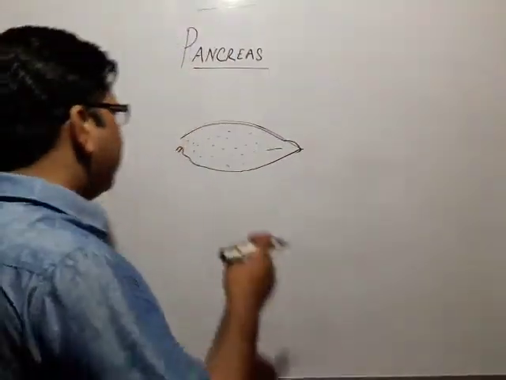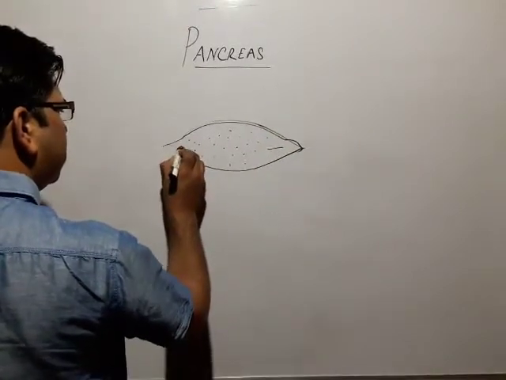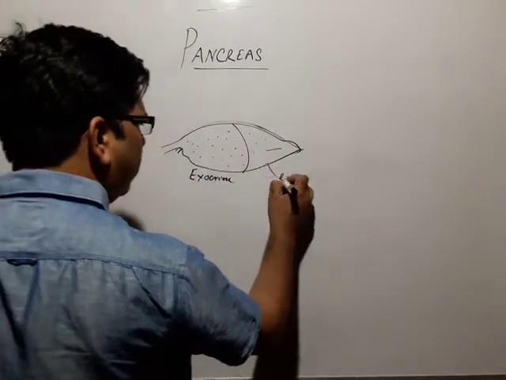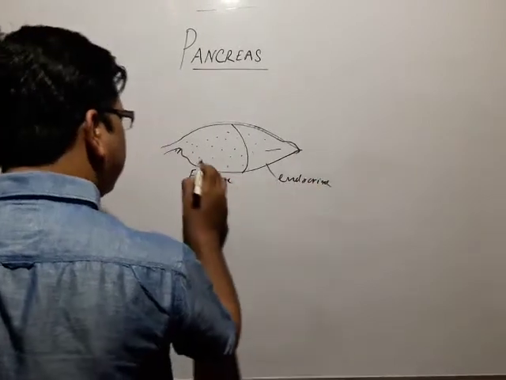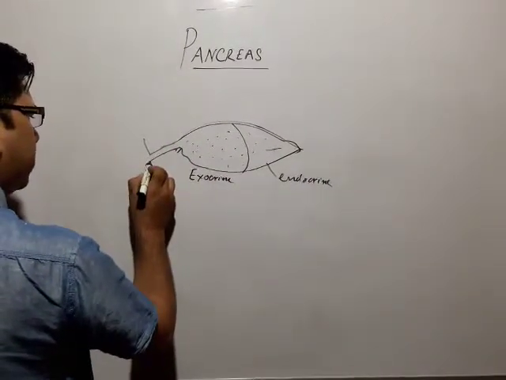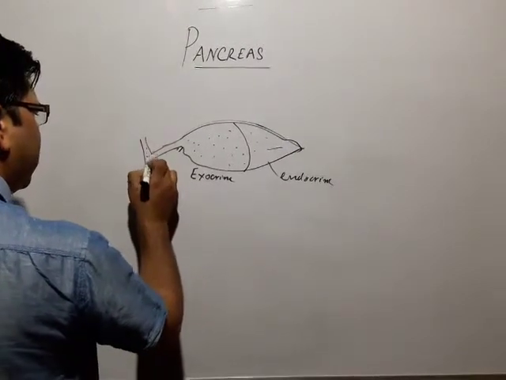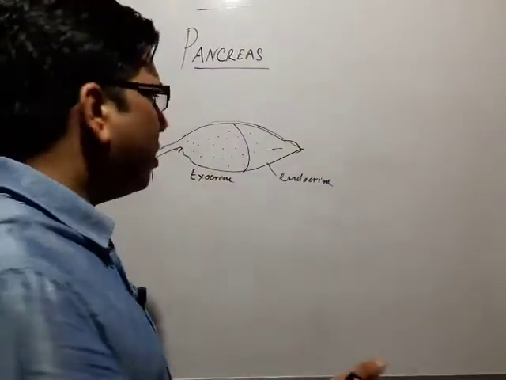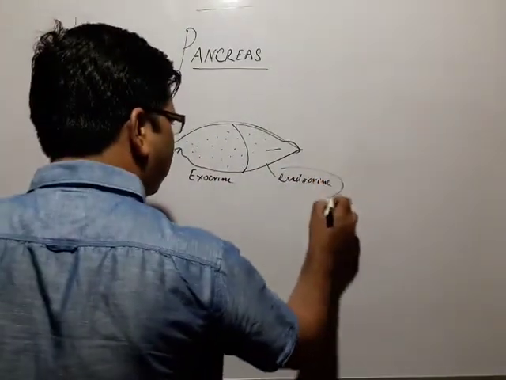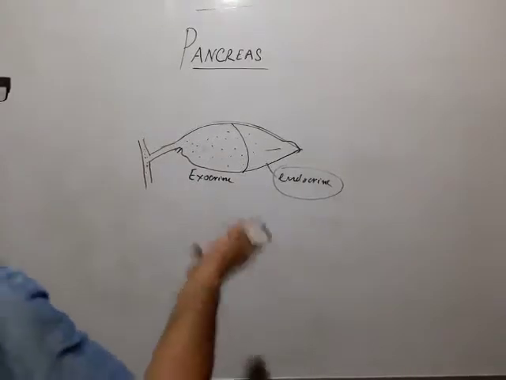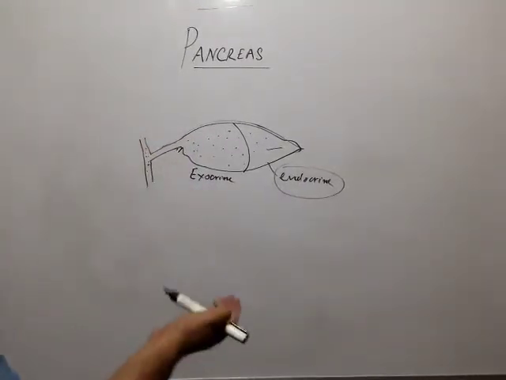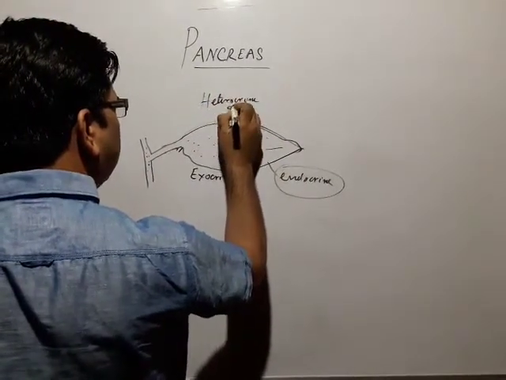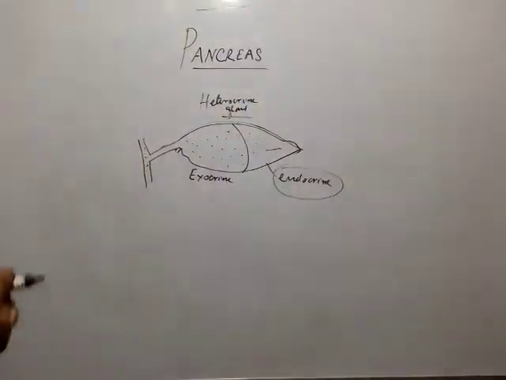So this has two parts. Suppose this is exocrine part, and this is endocrine part. Now this has a duct which connects this pancreas with the duodenum, small intestine, wherein it pours its secretions for digestion. But we are not taking that part presently, we are dealing with this endocrine part. So in fact, it is a heterocrine gland.